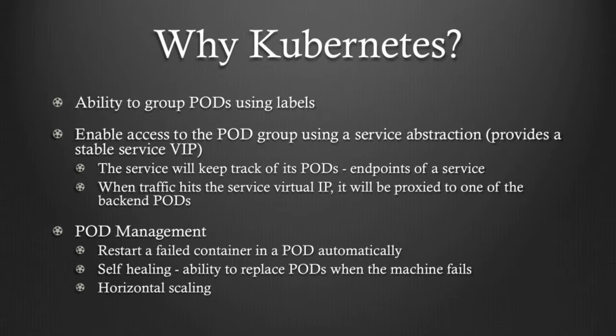It provides a stable service virtual IP address. And that stable service address is the entry point and the exit point for the traffic. When traffic hits the service virtual IP, it will be proxied to one of the backend pods. Kubernetes can do pod management as well. It can restart a failed container in a pod automatically. It does some self-healing. Let's say the underlying virtual machine that is running your pod fails. Kubernetes can then figure out another virtual machine and restart or recreate your pod on it. And you can also do horizontal scaling.